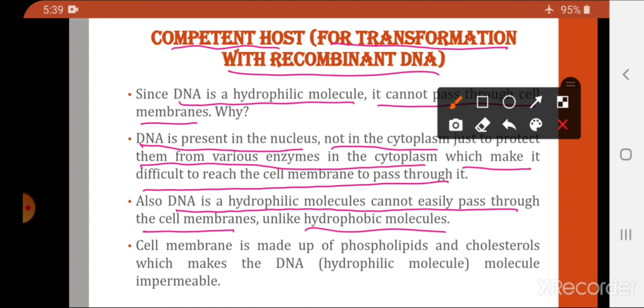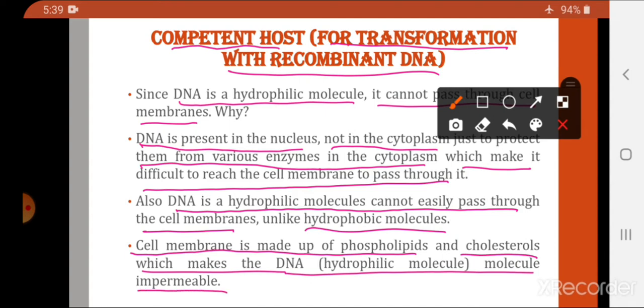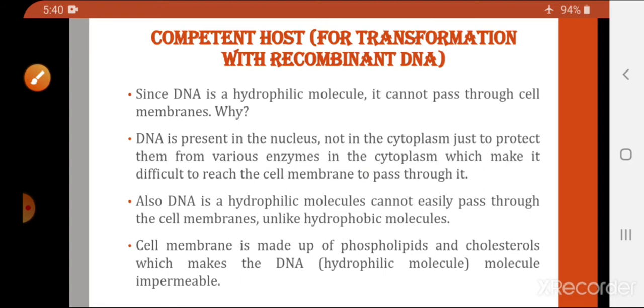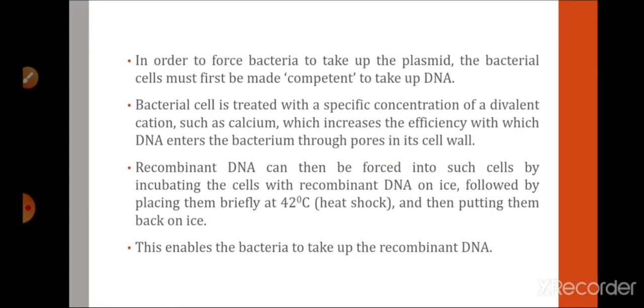So DNA कैसा molecule है? Hydrophilic, and hydrophilic molecules cannot easily cross the membrane like hydrophobic molecules can do. Cell membrane is made up of phospholipids and cholesterol, which makes the DNA molecule impermeable. Now cell membrane किसका बना है? Phospholipid and cholesterol का, right? And DNA कैसा molecule है? Hydrophilic. Cell membrane is hydrophobic and DNA is hydrophilic. As the cell membrane is made up of phospholipid bilayer, it is impermeable to DNA. Why? Because DNA is a hydrophilic molecule.